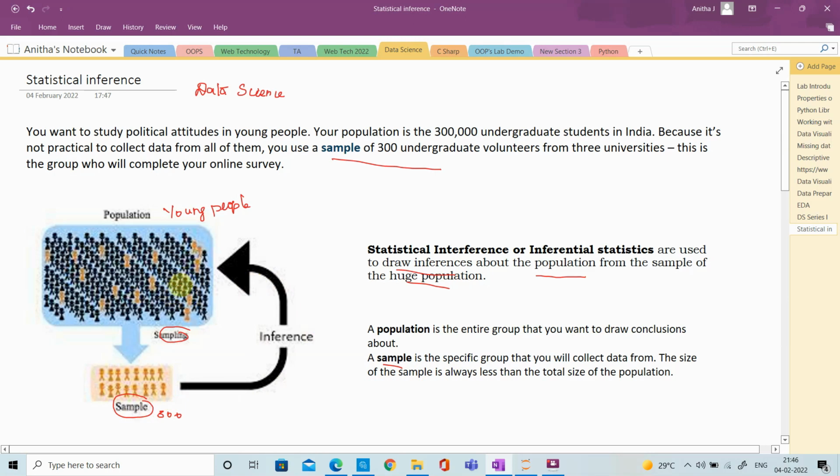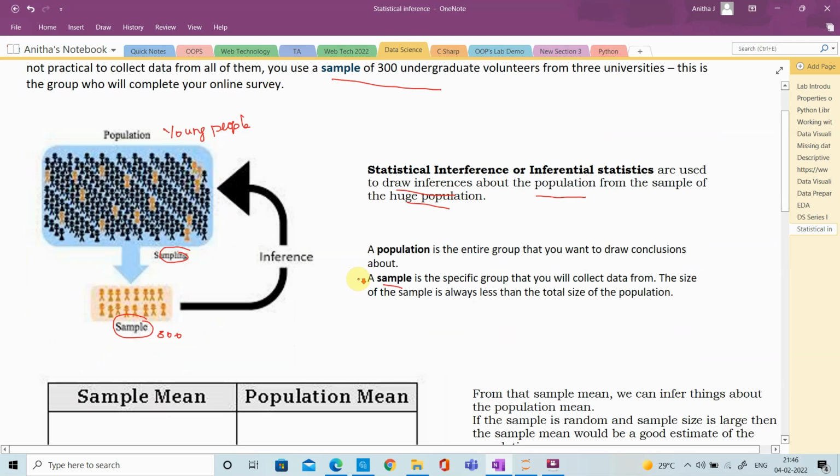You may know this also: if you want a survey about a particular product, we cannot go and ask every individual about the product. So they collect the survey from persons who are visiting the mall. From the sample of people they get the inference, and based on that they give the generalization about the population. That is called statistical inference, or inferential statistics.